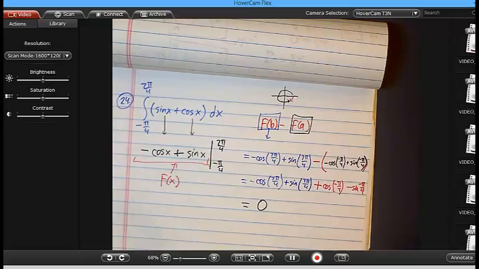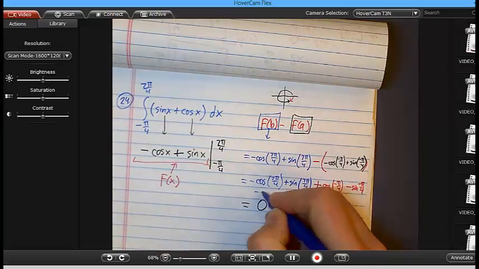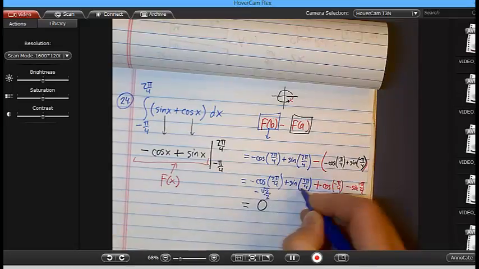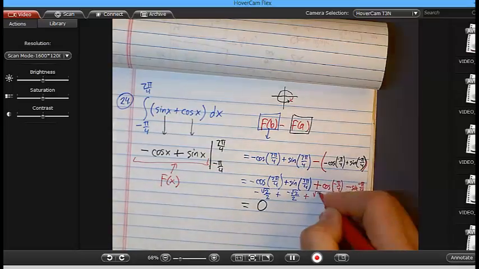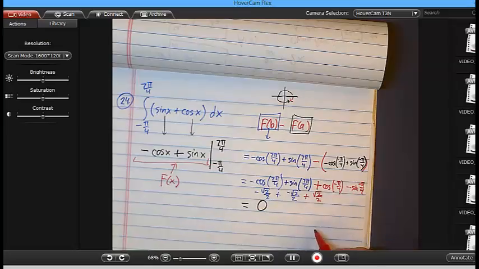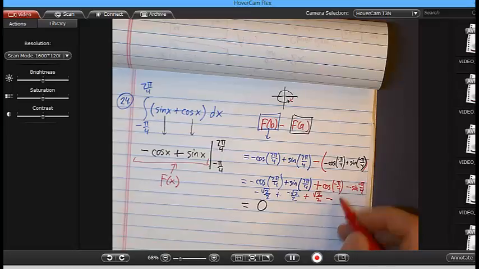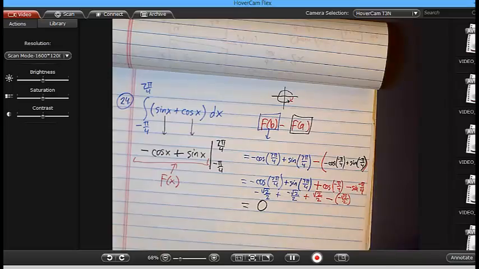Do you see it? I'll go through it in slow motion. This is negative square root of 2 over 2. This one is plus negative square root of 2 over 2. Over here, I have plus square root of 2 over 2. Oh, wait a minute. This is minus negative square root of 2 over 2, so it's going to become plus. You get 0.